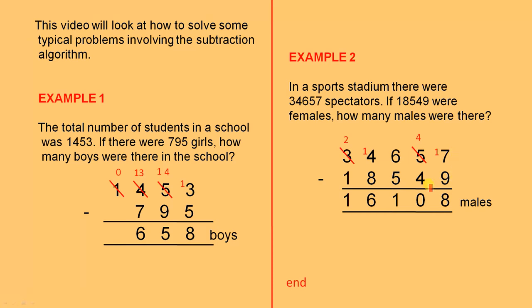Now, if you remember the little trick I showed you earlier on, to quickly check whether the answer is correct, all you do, 8 plus 9 is 17, 0 plus 4 is 4, 1 plus 5 is 6, 6 plus 8 is 14, and 1 plus 1 is 2. And that shows you that your subtraction was correct.